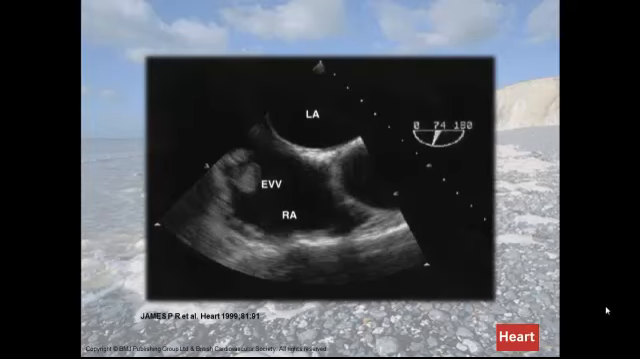This is an example of exactly such a case from a paper from Rachel James some years ago, and that's a modification of the same view, the inferior vena cava there, and you can see this rather large vegetation attached onto the Eustachian valve there. Extremely easy to miss in a patient, for instance, with staphylococcal septicemia.